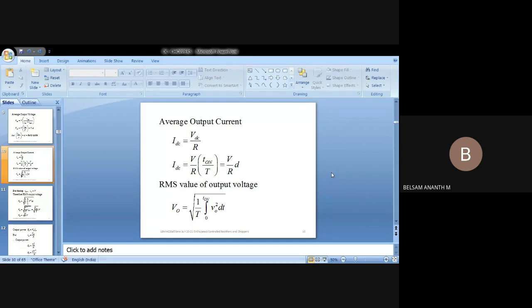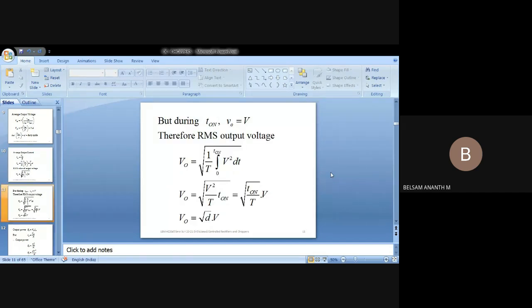I_DC equals V by R into small d. D stands for duty cycle. And the RMS value, when we speak about DC values, is the root mean square value of the output voltage. Therefore, the square root of the entire term, 1 by T into the integration from 0 to T of V naught square into dt, or V naught square is nothing but I square R.